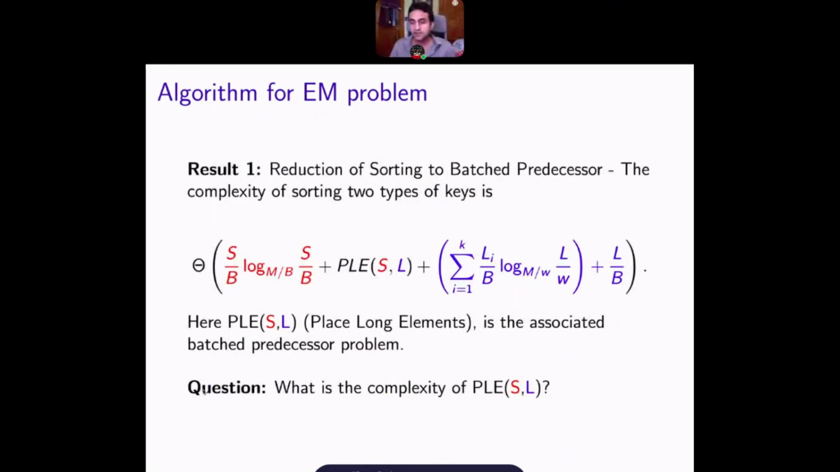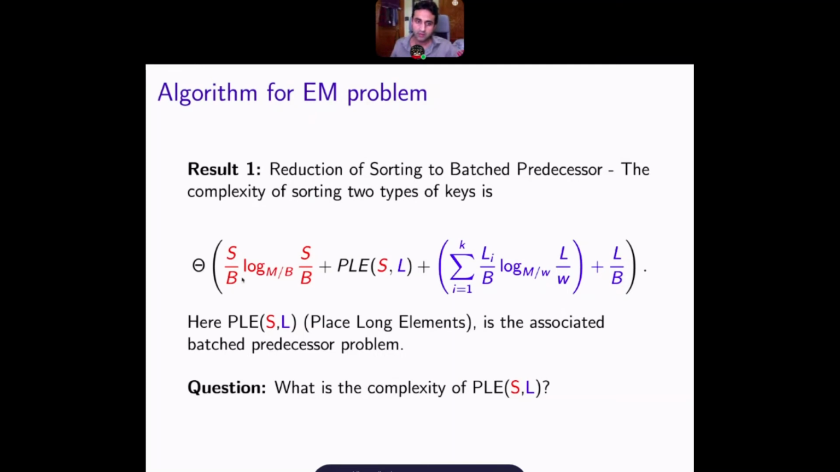So our first result is we show how sorting is related to the batch predecessor problem. We say that the complexity of sorting the two types of keys, the problem that I mentioned, is a sum of terms, which involves sorting the short keys, then this batch predecessor problem, and then sorting the blue stripes. So it's straightforward to see that this is an upper bound. What is not as straightforward to see is that this is also a lower bound. So we prove that the first term, the third term, and the second problem are also lower bounds to the sorting problem. So we get this theta here.